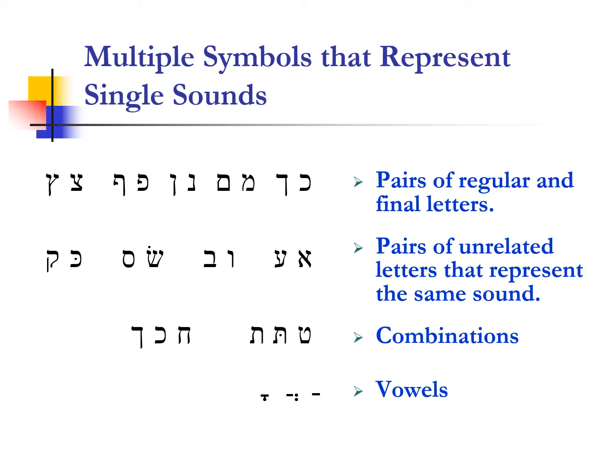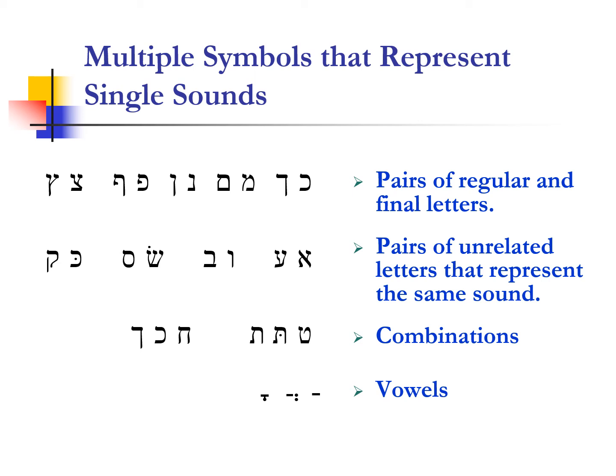We also have multiple symbols that represent a single sound. For example, we have regular and final versions of these 5 letters. But there are also pairs of unrelated symbols that represent the same sound. Ayin and Aleph, historically not the same at all, but in modern Sephardi Israeli Hebrew, essentially both are considered silent. Vav and Vet, both make a V. Sin and Samech, Kaf and Kuf. These letters are not related to each other, and yet they represent the same sound.